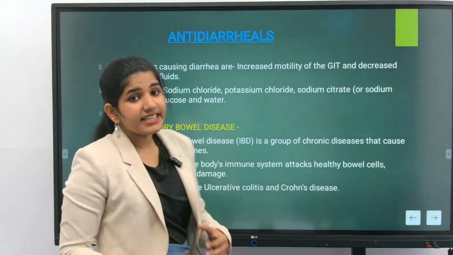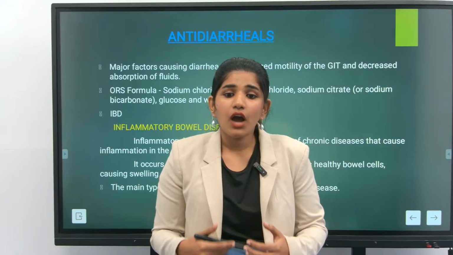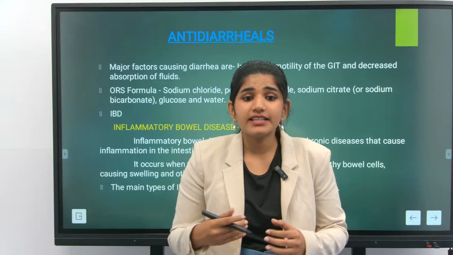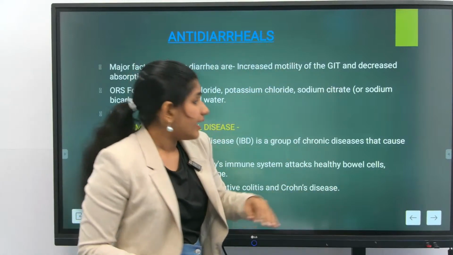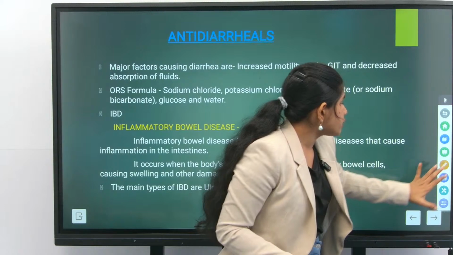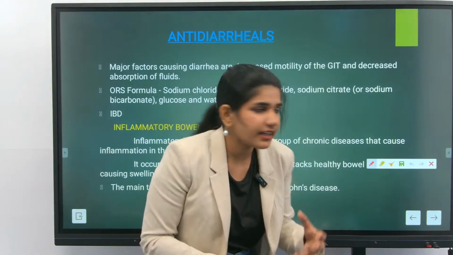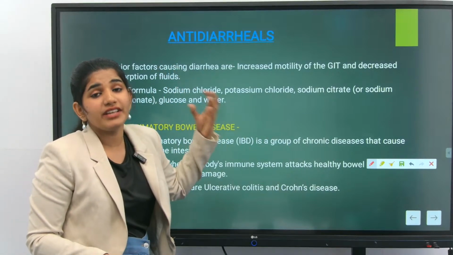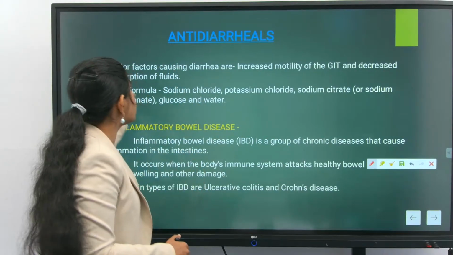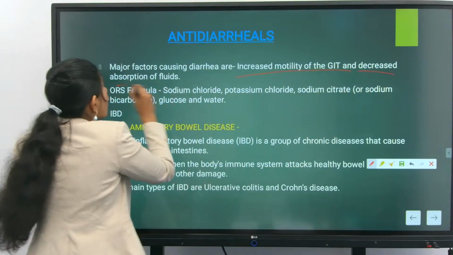Next is anti-diarrheal. How is diarrhea mainly caused? It is due to the excessive motility of the GIT. There is increased fluidity of the stools, that is, watery stools. That is the main thing we see in diarrhea, right? There is decreased absorption of the fluid, not enough absorption. So the main causes are increased motility and decreased absorption of fluid.